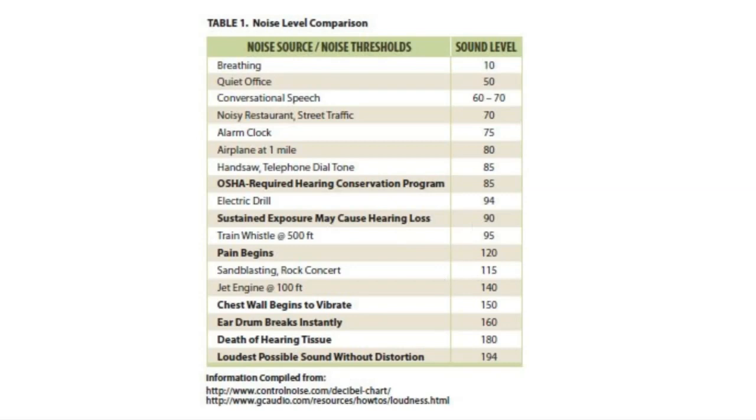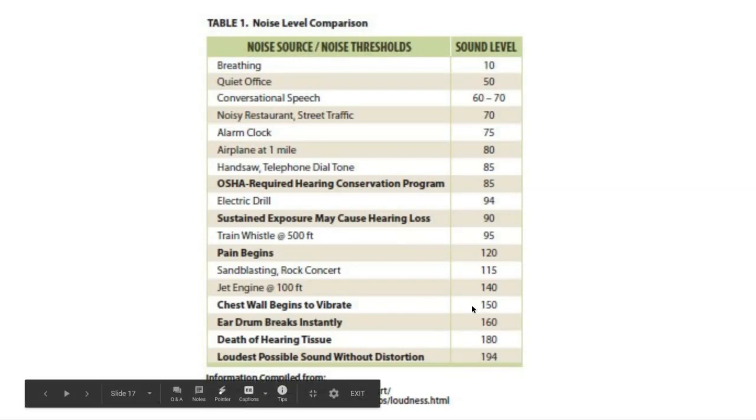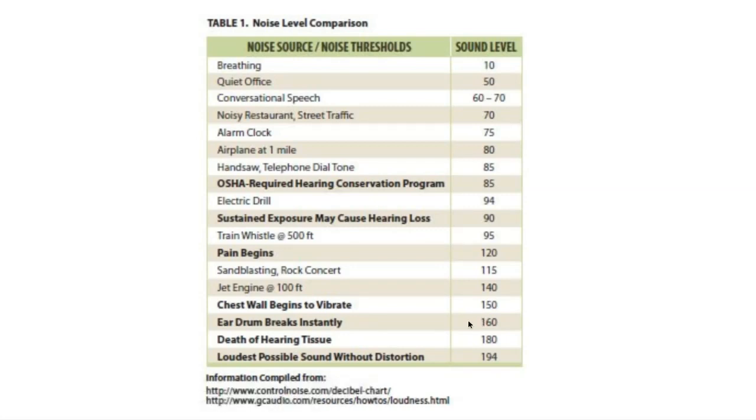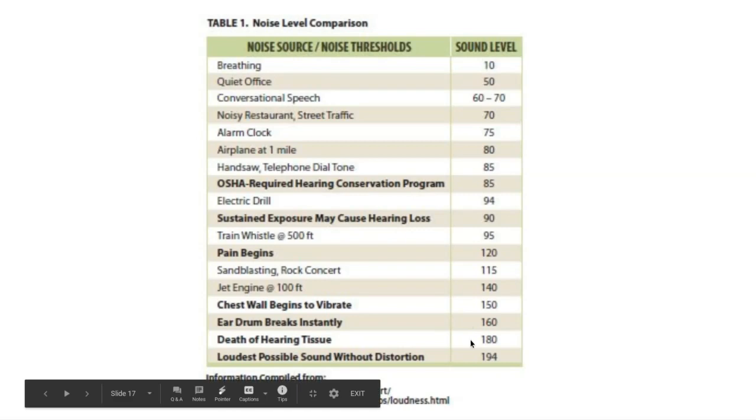If you've ever been to a concert and you walk out and your ears kind of feel fuzzy, this is why. Because all that energy was pounding those eardrums and it's disrupting those particles. And that's why you feel funny when you come out of a concert. At 150 decibels, your chest wall is going to begin to vibrate. At 160, your eardrum is going to break instantly. And I'll talk about in a minute how you hear. Death of your hearing tissue is 180, and then the loudest possible sound without distortion is 194.